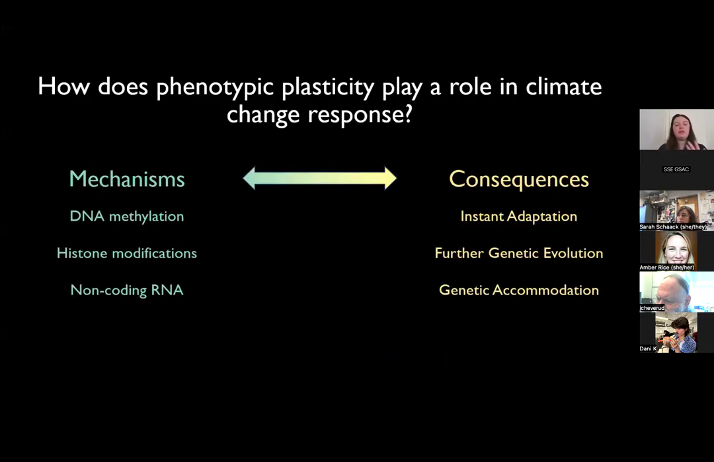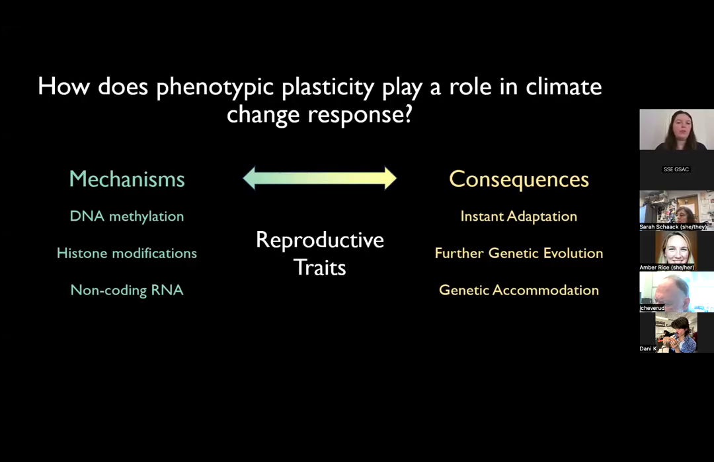And so for the rest of the talk, the way I'm going to frame it is first, we're going to look at some of the consequences of phenotypic plasticity. So this will be my reproductive traits, and did they change in response to heat? And then spoiler alert, it does. And so then we started looking at the mechanisms behind it. And I've already hinted at the mechanism we're going to focus on today, which is DNA methylation. And then at the very end, we'll talk about some of the gigantic consequences. So does this phenotypic plasticity allow for instant adaptation? Is further genetic evolution required, or possibly even genetic accommodation occurring?